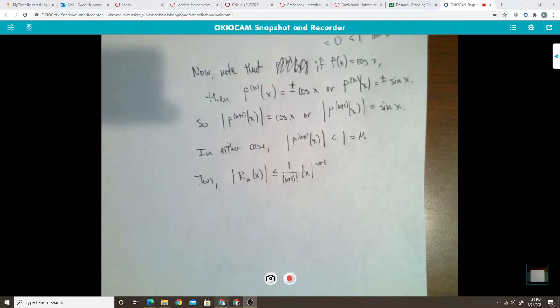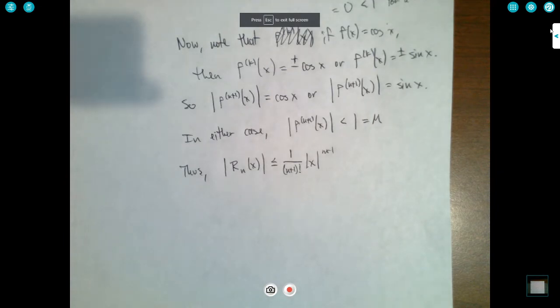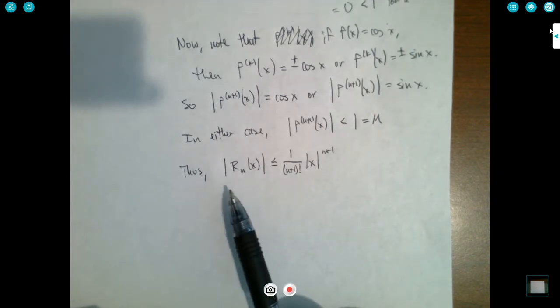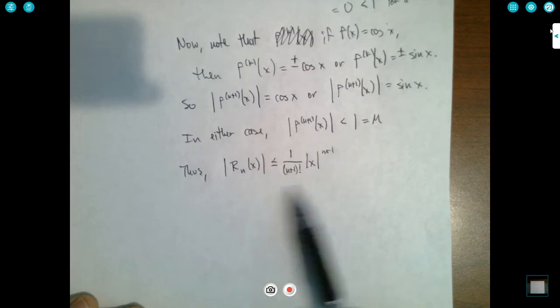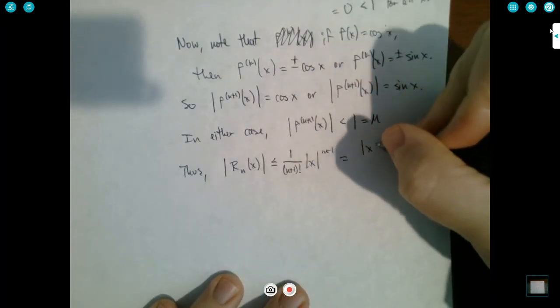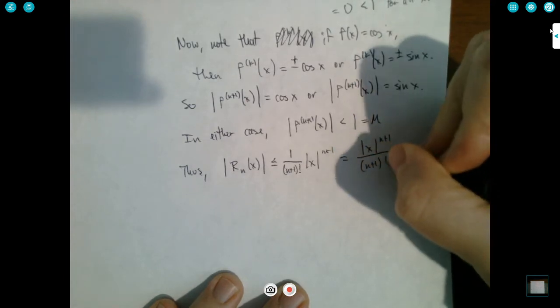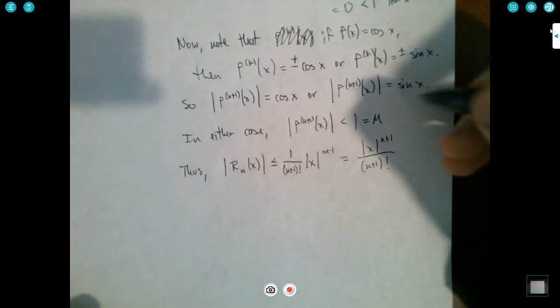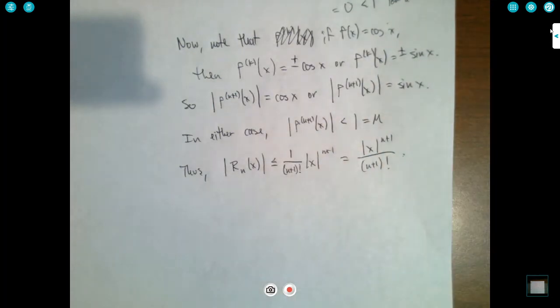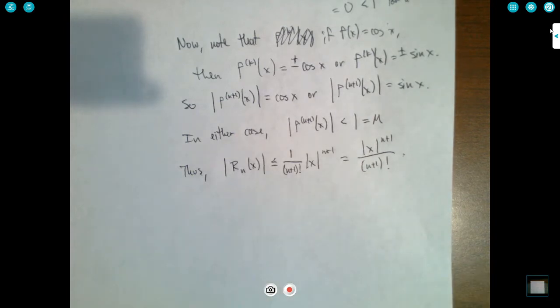Okay. All right. So we were here. Okay, so the absolute value of the remainder is less than or equal to this expression. Well, note that this expression is just the absolute value of x to the n plus 1 over n plus 1 factorial.